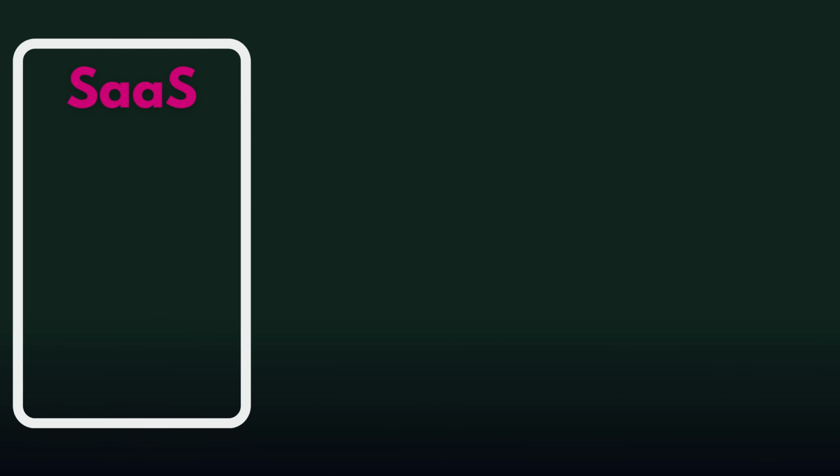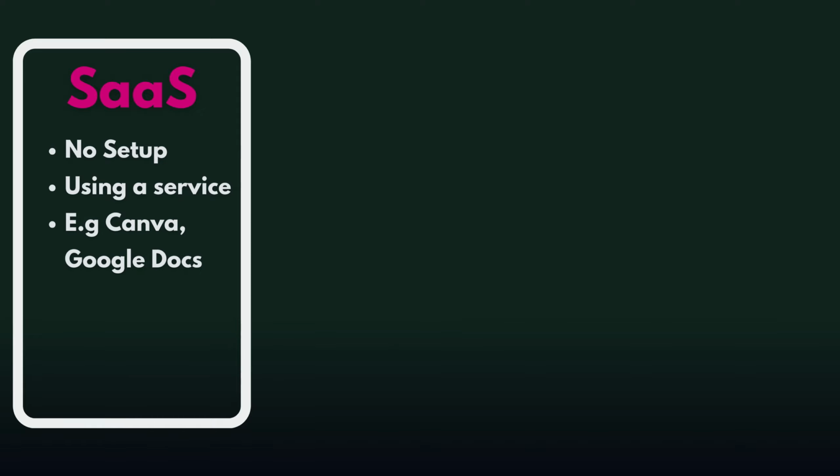There's actually a couple of different types of cloud services depending on what you need. There is software as a service. This is just when you're using an app like Canva or Google Docs and you don't need to set up anything, you're just using it.